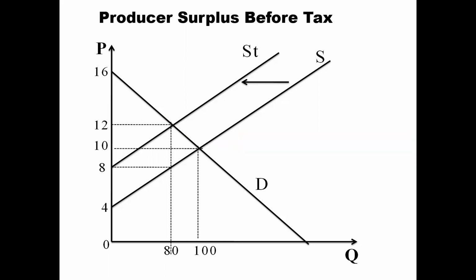Then producer surplus before tax. Right. Mark the area with a pencil for now, and find the value of producer surplus before tax. Mark the area using the pencil and show the calculation like we did in the consumer surplus case.